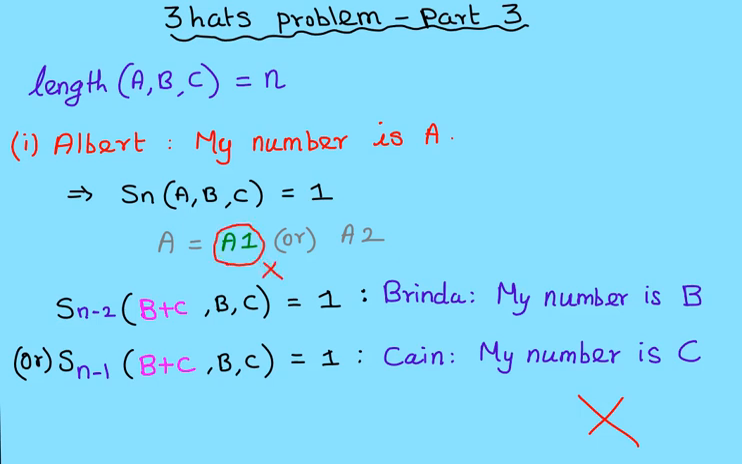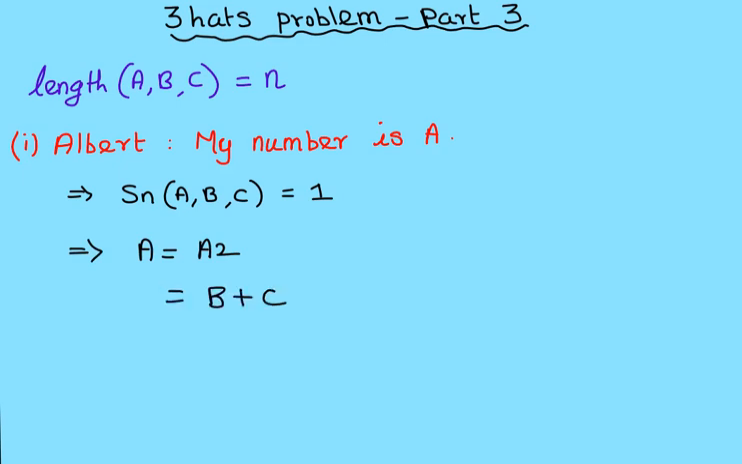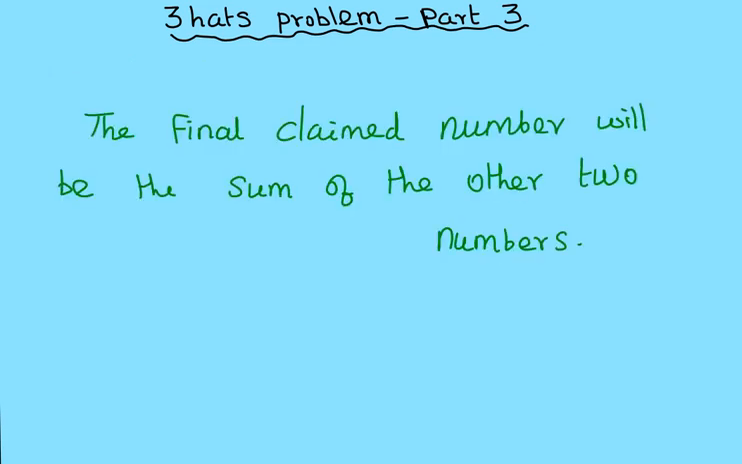So A cannot be A1. Therefore, A is A2, which is B plus C. Therefore, the final claimed number is the sum of the other two. We can prove the other two cases, that is, when the last person is Brinda or the last person is Kane, in a similar way. Hence, by induction, the final claimed number will be the sum of the other two for any conversation length. So we have proved it. The final claimed number will be the sum of the other two numbers.